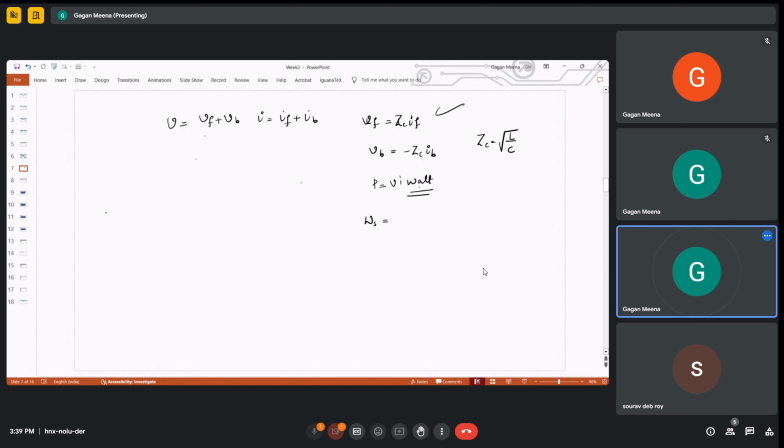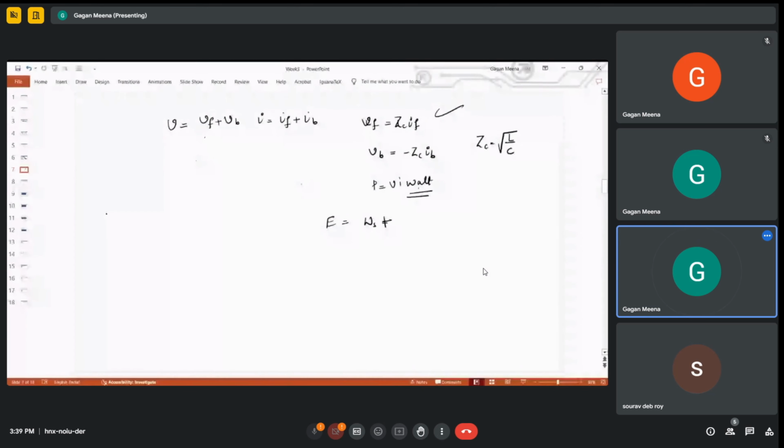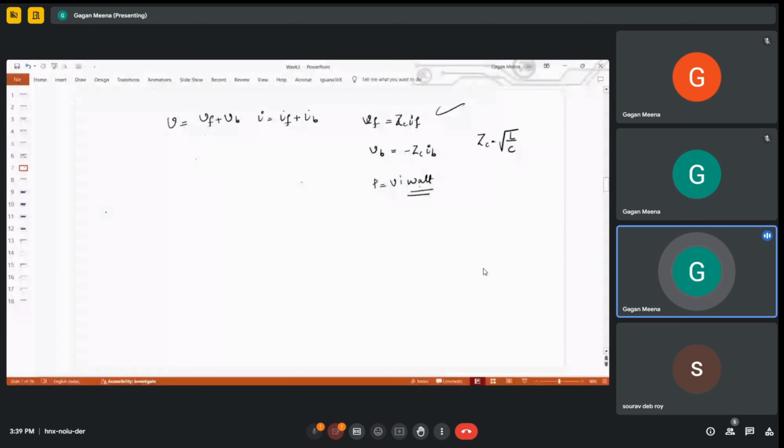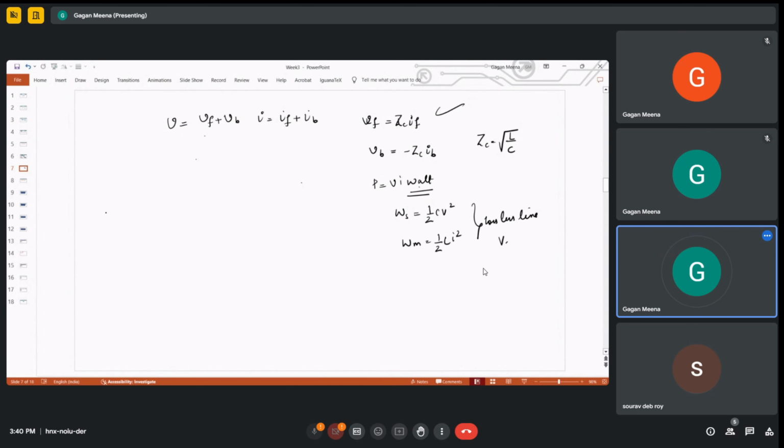And the energy stored is equal to the sum of the two components, electrostatic and electromagnetic. The electrostatic component is half CV square and the electromagnetic component is half Li square. So this is for a lossless line, where the receiving end voltage is zero or it is open circuit. So total energy stored is Ws plus Wm.